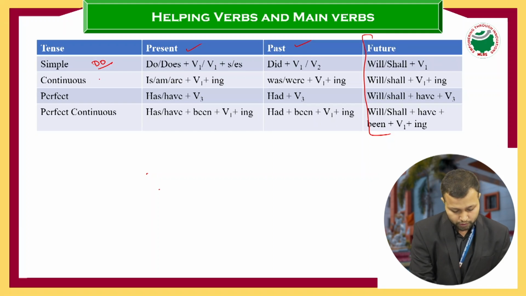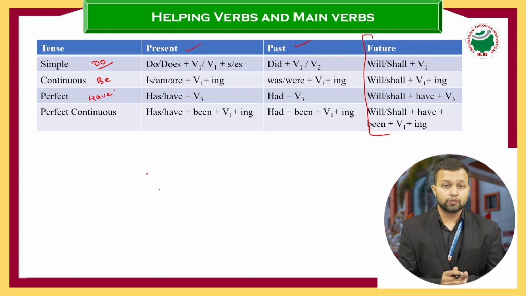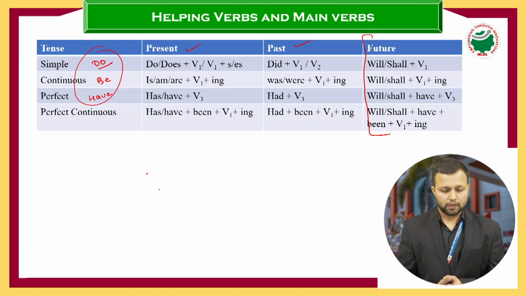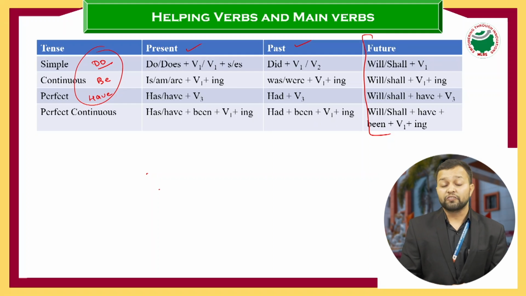In continuous tense, form of be will be used. In perfect, form of have will be used. How we will be using these three, we'll discuss. And I told you to keep these 3 words in your mind earlier also. Here is the use of these 3: in simple tense, we'll be using form of do as helping verb, and in continuous, form of be will be used. In perfect tense, form of have will be used.